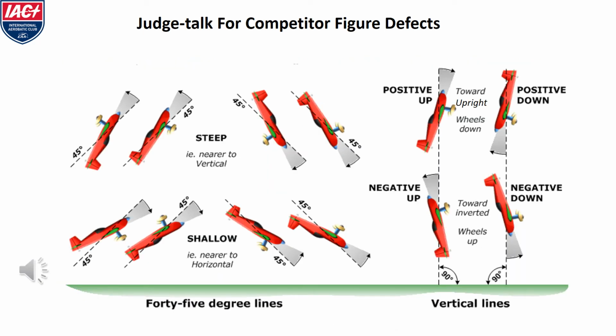When a judge observes a competition flight and they are grading 45 and vertical lines, they will say the errors they see that the competitor is making. On 45 lines, they will say steep or shallow. On vertical lines, they might say positive up, positive down, negative down. A grading judge will have a recorder sitting next to them attempting to write down all of these comments.